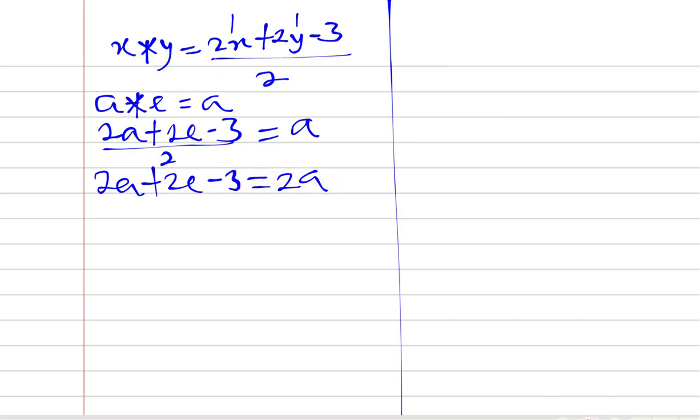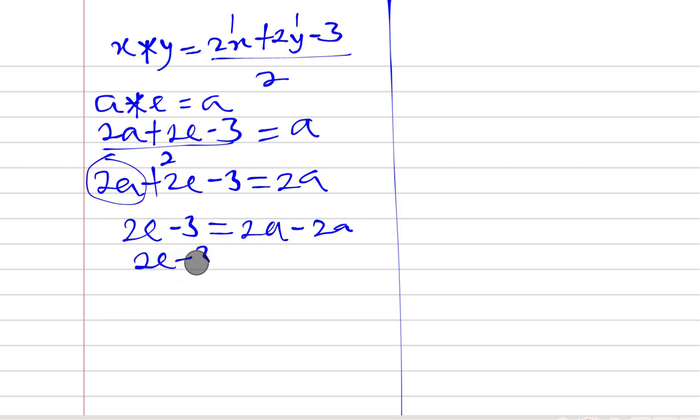2a. If you bring this 2a to the other side, you are going to have 2e minus 3 equal to what? 2a minus 2a. You know, plus will cross and turn to minus. So this should be 2e minus 3 equal to 0. 2e equal to 3. Then e will be 3 over 2, if you divide both sides by 2. Are you seeing that now? So we've gotten our identity as 3 over 2.